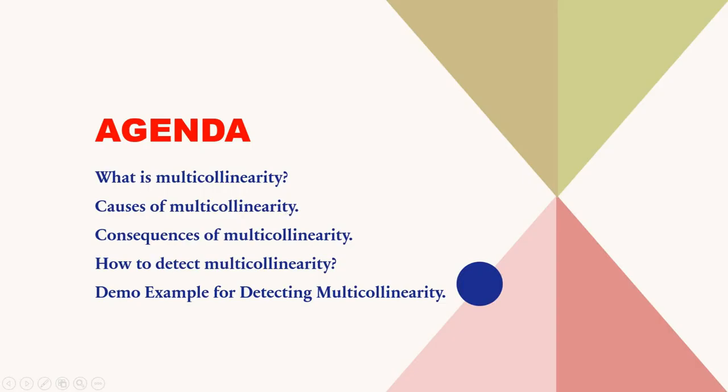Thus, today in our agenda, we first start with explaining what is multicollinearity, and then we discuss what are the causes of multicollinearity. Now, if there exists some multicollinearity, then what are their consequences? Next, we outline how we can detect multicollinearity, and lastly, we finish with one demo example explaining the process by which we can detect multicollinearity in SPSS.